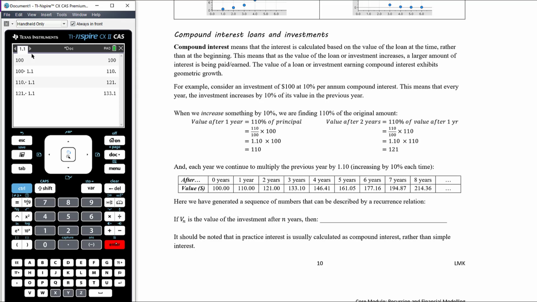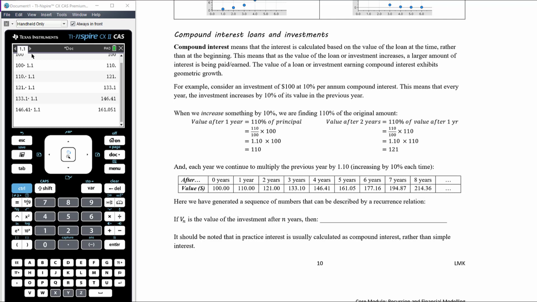Times 1.1 again, $133.10. So this time it's gone up by $12.10. Okay, so it's still not significant, but it's still going up by more than $10 every year. $146.41, so that's $13.30-ish. Okay, so every year it's just going up by that little bit more. And that's why we're not getting that linear growth when we draw the graph. We're getting that sort of exponential growth. It goes up by a bit more each year.